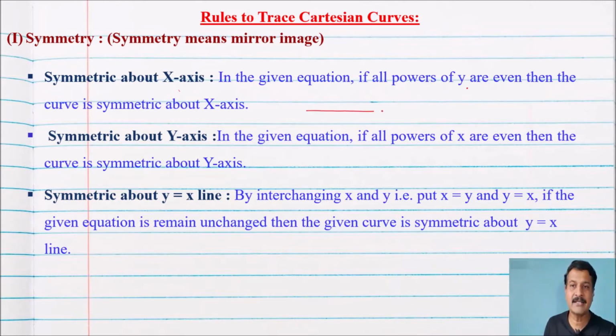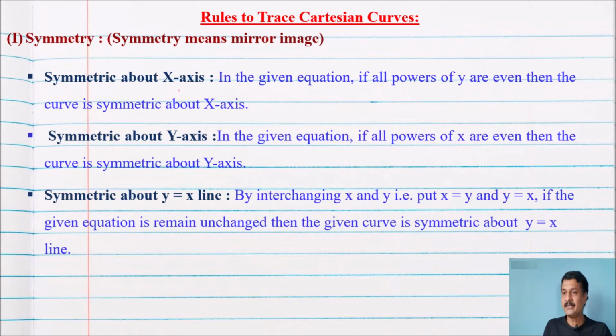It means that for the x axis, you have to trace your curve in this portion only. Automatically, by mirror image, I will get this portion. Similarly, if it is symmetric about the y axis, I will just trace this part, so automatically I will get this part.